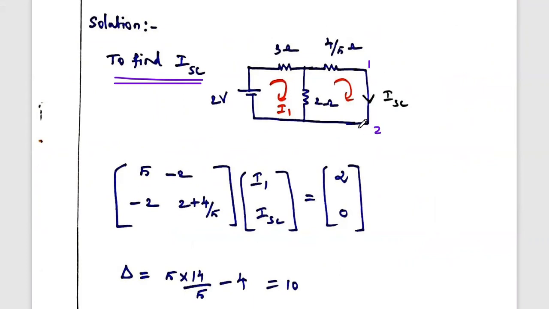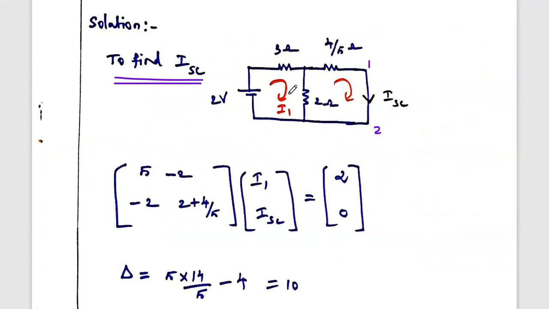If we are short circuiting, we get a 2-loop circuit. In this 2-loop circuit, we have to find the current flowing in the second loop. In order to find out the current, we may use any procedure. We may use simply KCL or KVL.